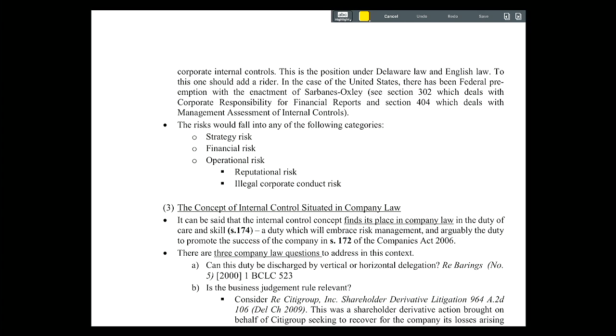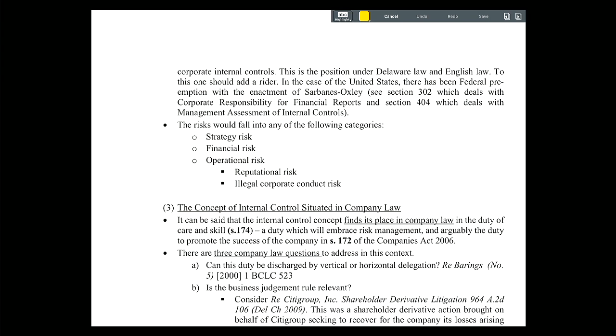But remember, it's a high test, right? Because we're not here to review business decisions with hindsight, so you really have to be clear. And then financial risk would be similar. So I suppose the example I gave in terms of buying a company and getting the valuation wrong would be a typical example of financial risk. So what I said earlier would apply.